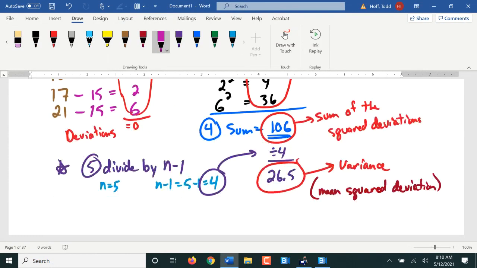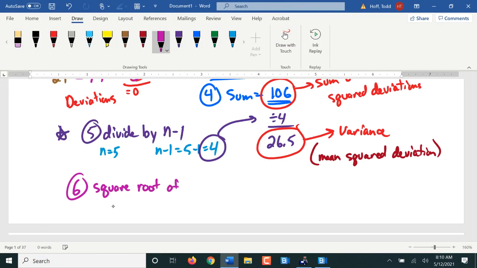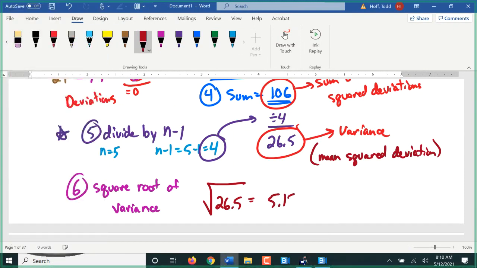Step 6, our final step, is take the square root of the variance. Be careful, this is not squared, this is square root. Square root of 26.5. 5 point something. 5.15.